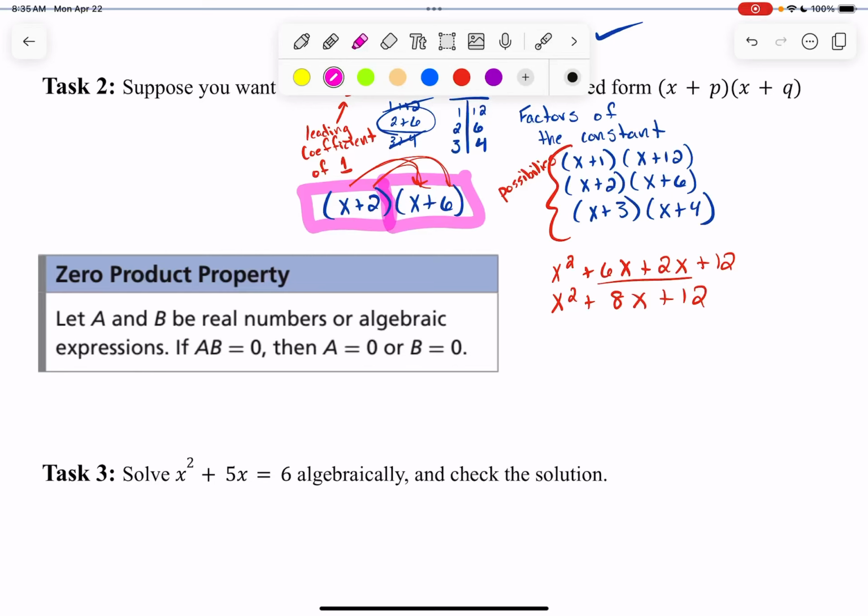What's the point? What is the point of factoring? So in this last section, we were looking at factoring. Why do we want to factor? The reason why all comes down to what's called the zero product property.